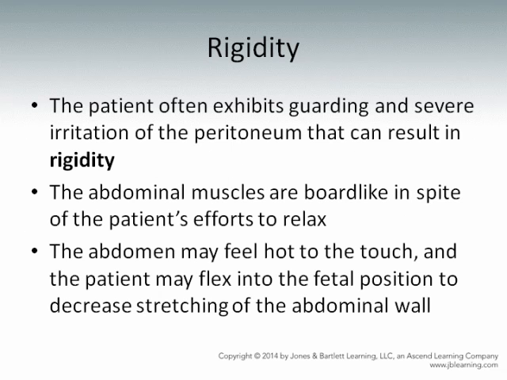In rigidity, the patient often exhibits guarding and severe irritation of the peritoneum that can result in rigidity. The abdominal muscles become board-like. Even though the patient tries to relax their abdomen, every time they know you're going to touch it or the pain, it just gets really rock hard. The abdomen may feel hot to touch, and the patient may flex into the fetal position to decrease stretching of the abdominal wall.